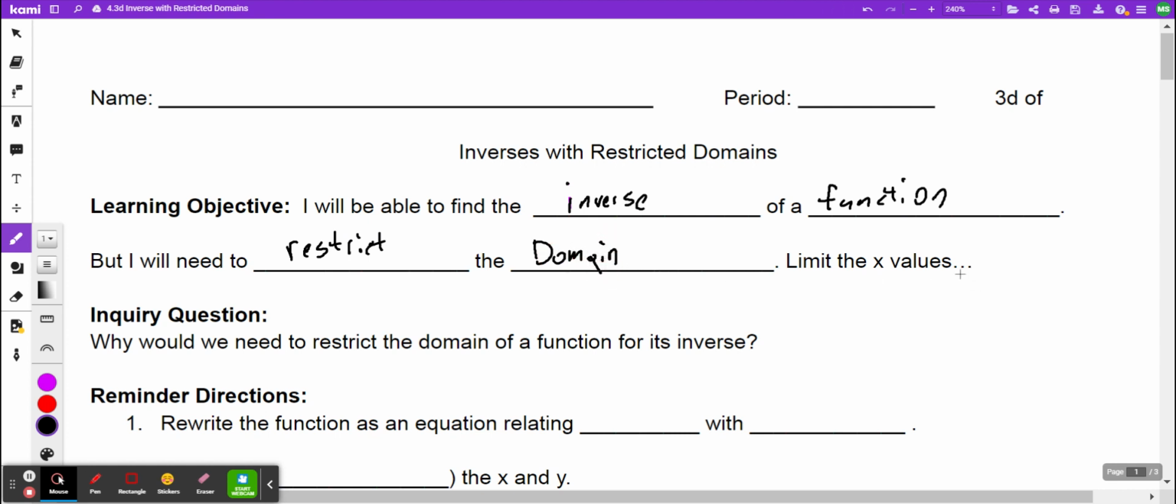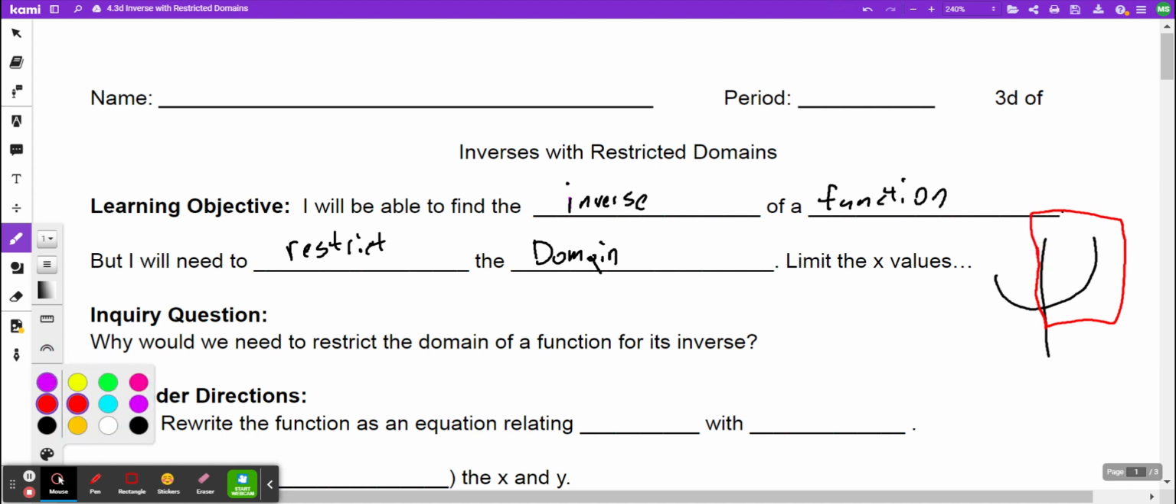I'm going to limit the x values. So, for example, if I have something like this, I'm going to only pick one side. For example, I'm going to say, hey, I want this red side, or hey, I want this left side. And there's a way of saying, hey, I want this part of it. All right. So here's the question. Why would we need to restrict the domain of a function for its inverse? Let's continue.